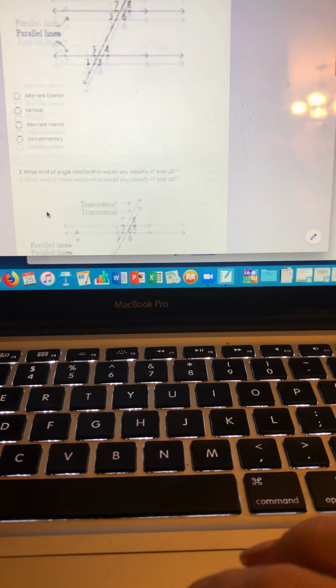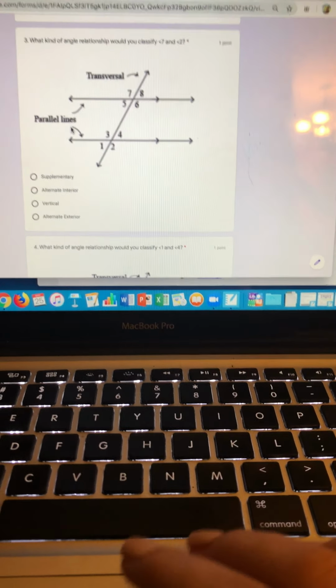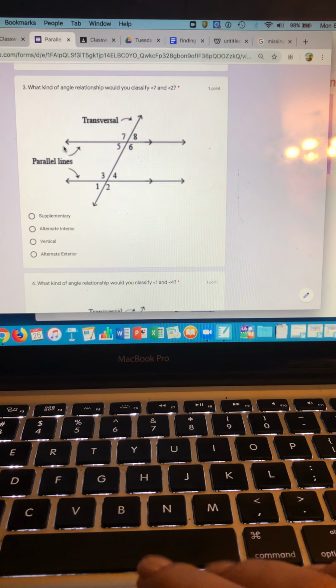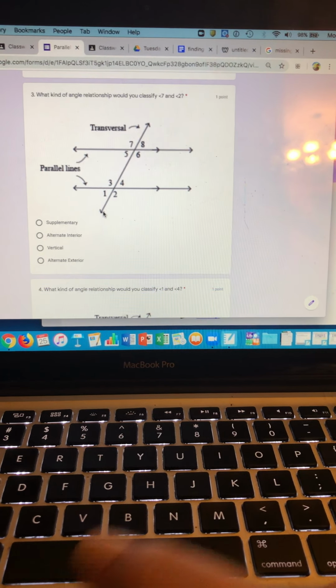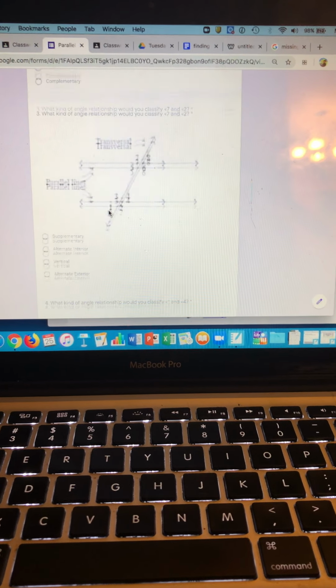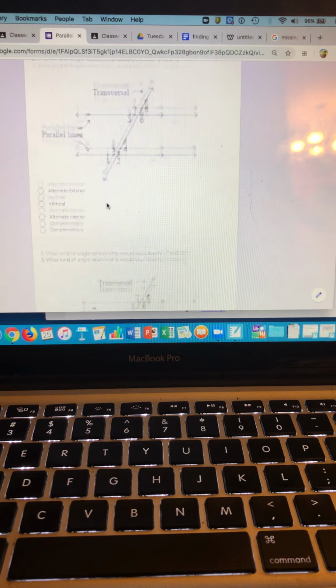Okay, and you're going to keep answering the questions. The questions don't change, they just change which angles they're asking you to look at. So use the vocabulary, use the poster, use this video, whatever is going to help you really understand the vocabulary. That's the focus here, and then we'll move on from this tomorrow.